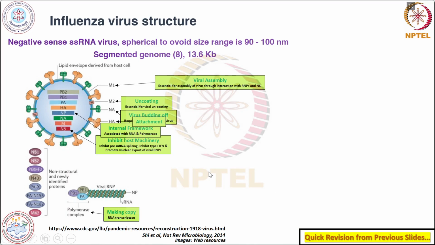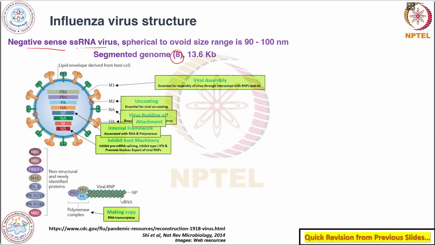So let's start today's class. The influenza virus structure we studied in the last class: its genome is segmented into 8 different segments, and each segment codes for a different type of protein that has a different role. I will quickly summarize what we have studied. Influenza virus is a negative sense single stranded RNA virus. Negative sense means its genetic material cannot be directly translated into proteins. It has to be converted into the positive sense RNA strand first, then it can be translated.